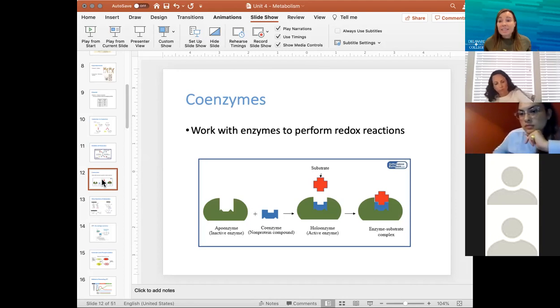So basically, these two coenzymes, their role in metabolism is to get reduced. And when they get reduced, they're gaining hydrogen ions, electrons, and energy. The most important part is that they're gaining energy, and that energy is eventually going to be used to make ATP.